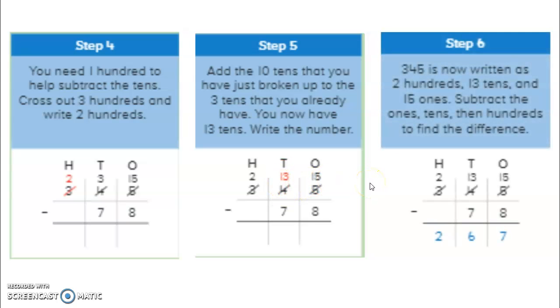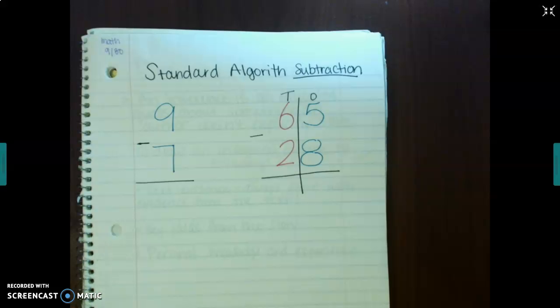Step number 6, 345 is now written as 2 hundreds, 13 tens, and 15 ones. Subtract the ones, tens, and hundreds to find the difference. So, just like we did for addition, we're going to practice 2 sample problems for subtraction. If you need to go back and watch the beginning steps to make sure you know what to do on this part, you can go back, pause it, and write down the steps.